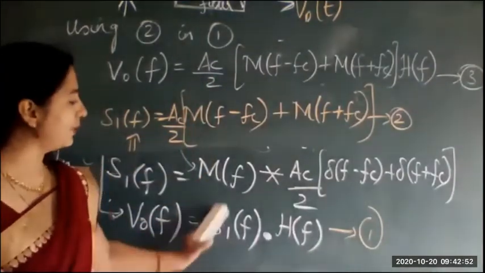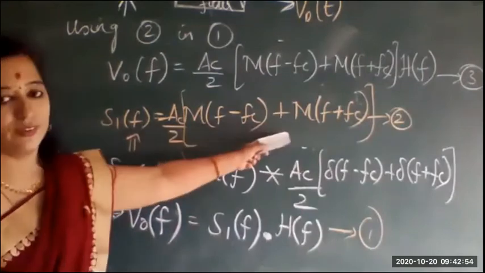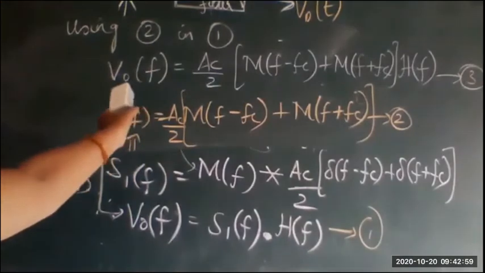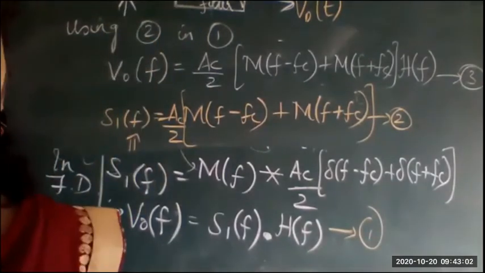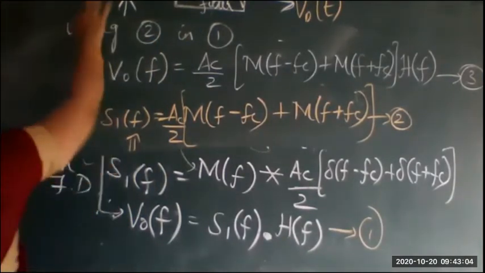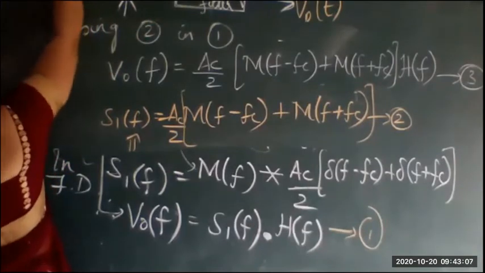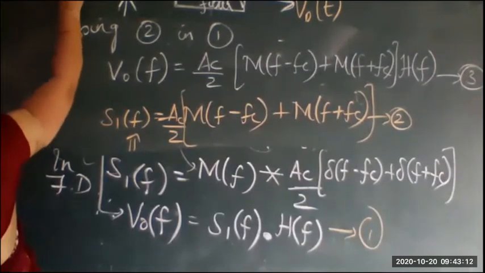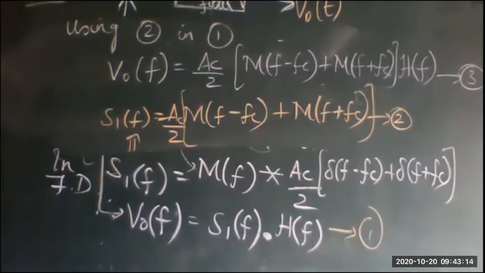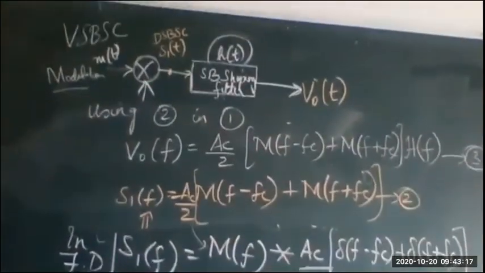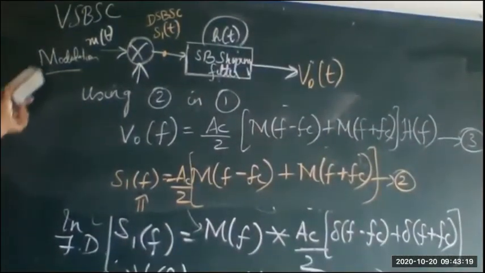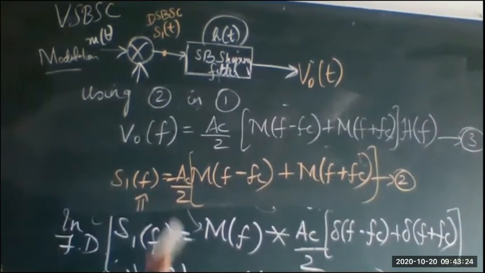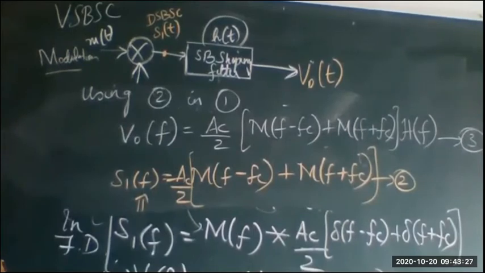All I am doing is just substituting for this S1 of f, which is given by equation 2. So we'll get the output of the modulation. This is VSB-SC modulation. The block diagram we have drawn is a VSB-SC modulation system, and in the modulation system, equation 3 represents the output of the final filter. Is this clear?